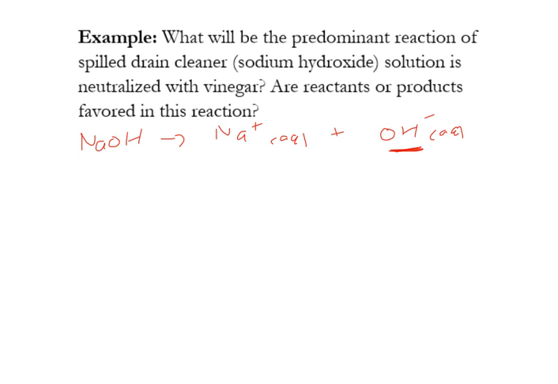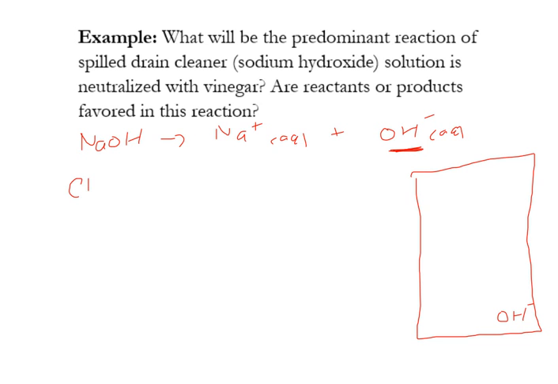Remember how on our table, I won't be able to put the table here for us, so just pretend this is the table. OH- is like basically about as low as you can get. It is a very, very strong base. Okay, now let's write out the acetic acid. So vinegar is CH3COOH.